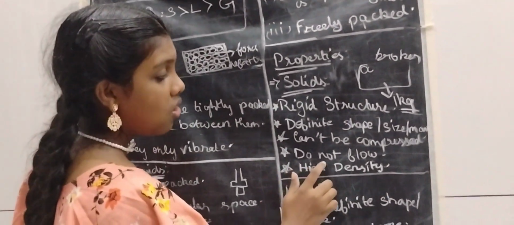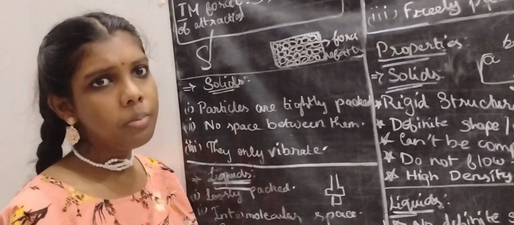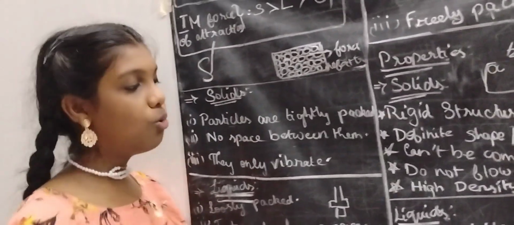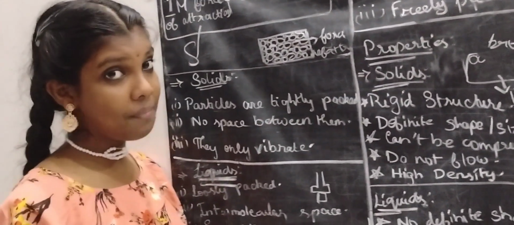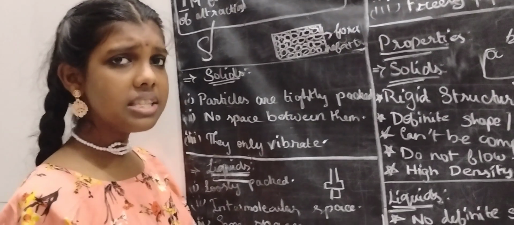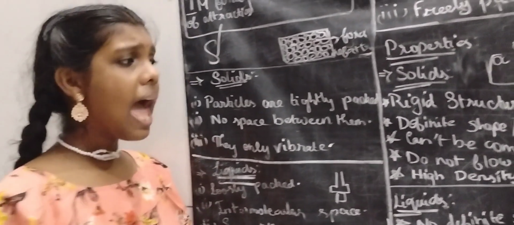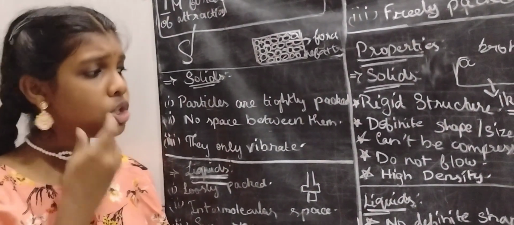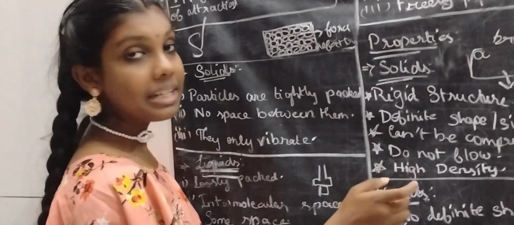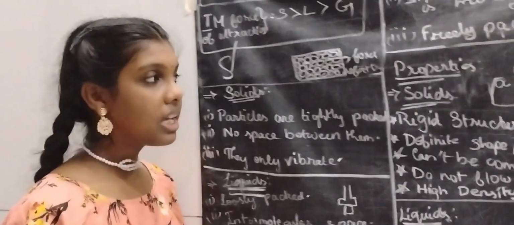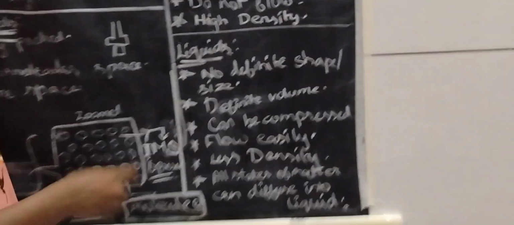Now, it does not flow, because with a solid, flow is a common question. No, it can't flow. It has high density. If you compare to other states of matter, solids always have high density because they are tightly packed, they have a rigid structure and they can't be compressed. Due to all these reasons, it has a high density. So I guess you all could have understood it. Let me move on to the next state of matter properties.